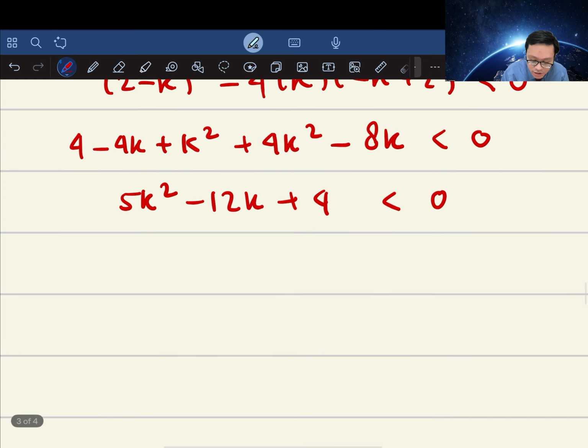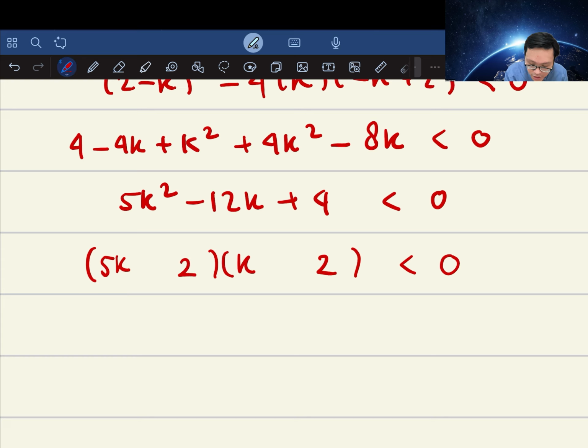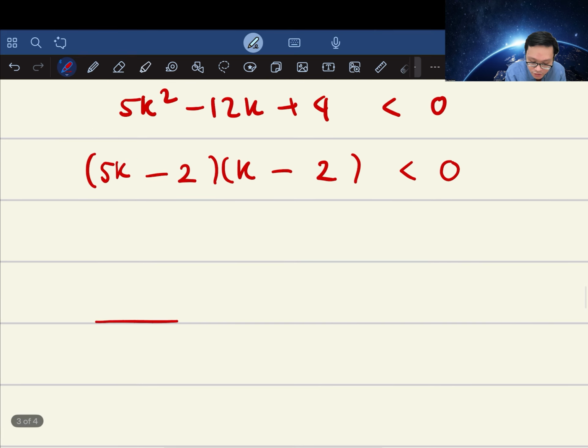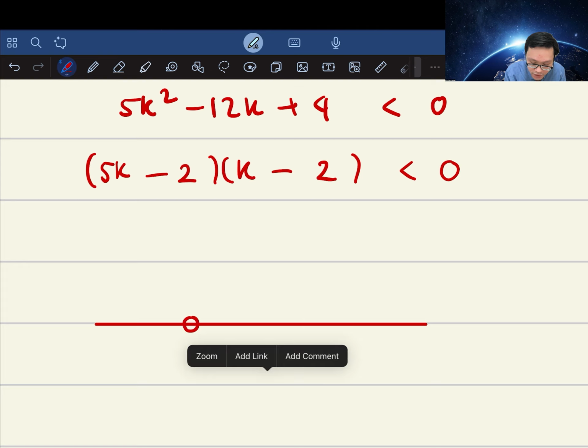So first thing first, you can factorize. You need to find the critical value. So we have 5k squared become 5k and k. And then 4, we can have 2 times 2 here. And we want to have minus 12, so minus 10 and minus 2 over here. So the critical values are 2 and 2 over 5. So this is 2 over 5. Sorry, this is 2 over 5.